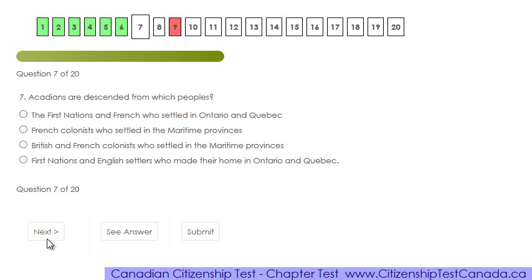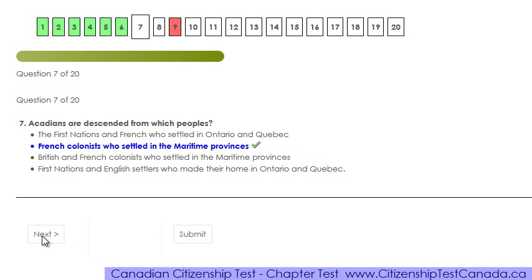Acadians are descended from which peoples? The First Nations and French who settled in Ontario and Quebec, French colonists who settled in maritime provinces, British and French colonists who settled in maritime provinces, and First Nations and English settlers who made their home in Ontario and Quebec. The guide tells us that the Acadians are the descendants of French colonists who began settling in what are now the maritime provinces in 1604. So the descendants of First Nations and French are Métis, in case that's the one that confused you the most. So our correct answer is going to be this one here, French colonists who settled in the maritime provinces.